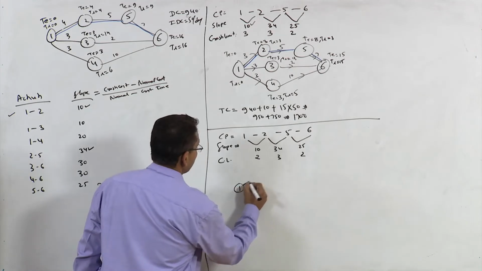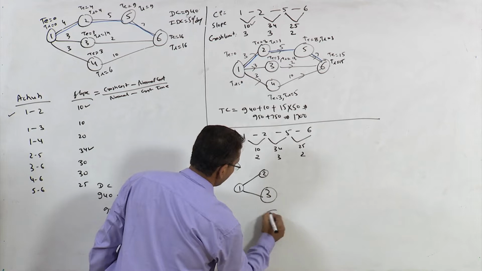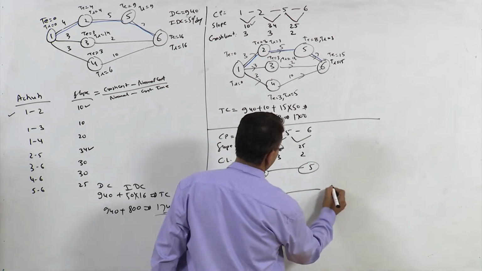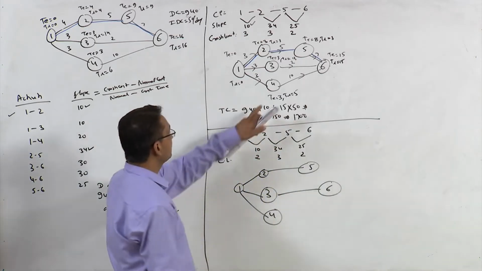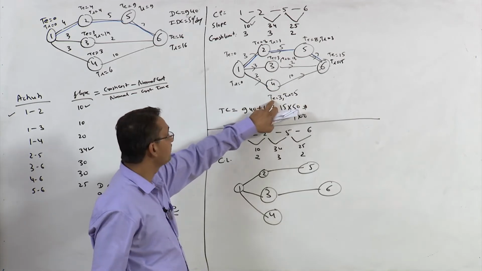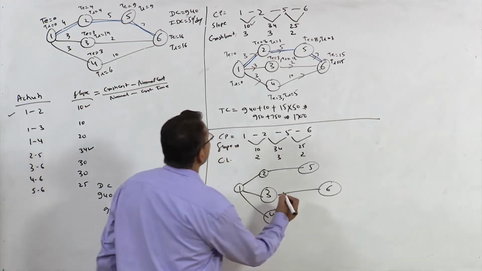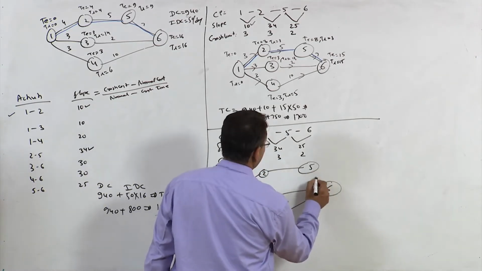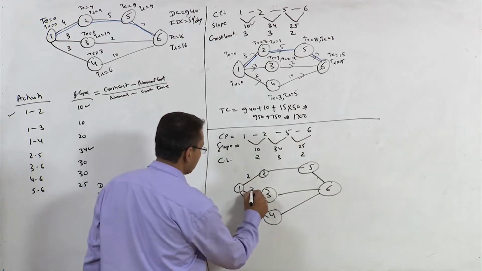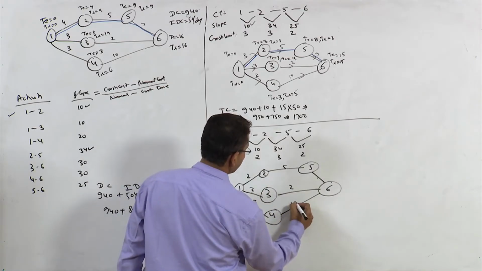So this is 1, 2, 3, 4, 5, 6. One more point here: the earliest start time TE for this node is 3. By mistake it was written 4 here. So you have got 2 here now. All other durations will remain the same. So 3, 3, 5, 2, 10 and 7.